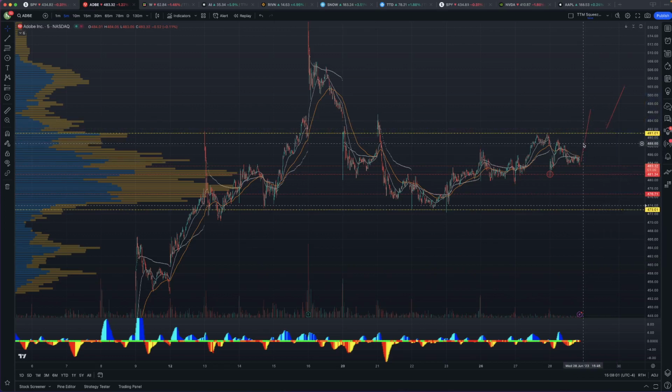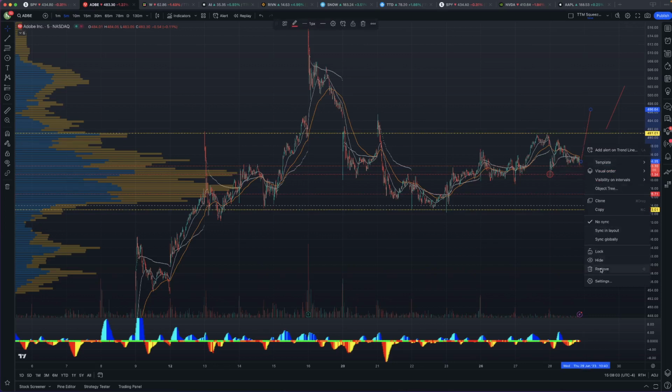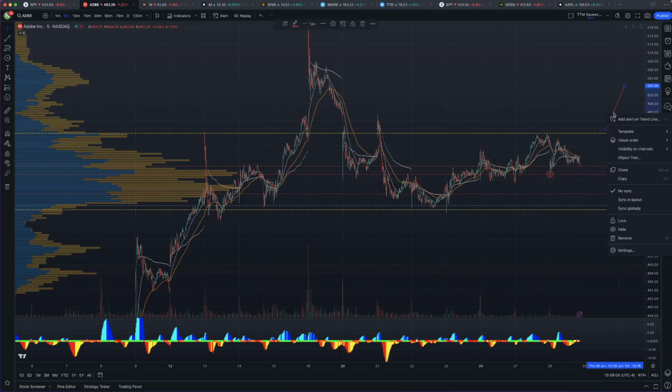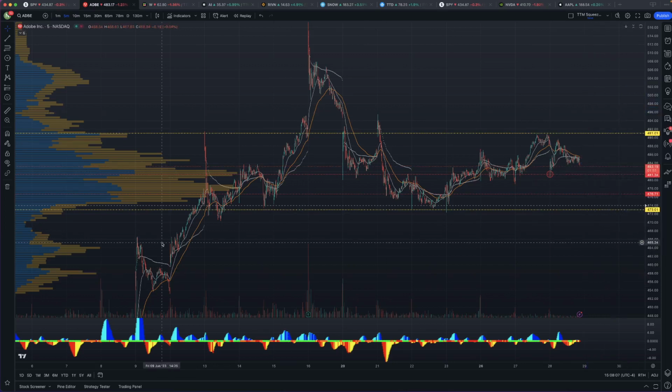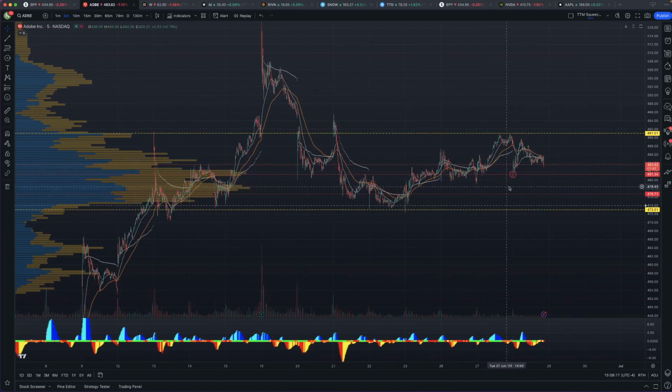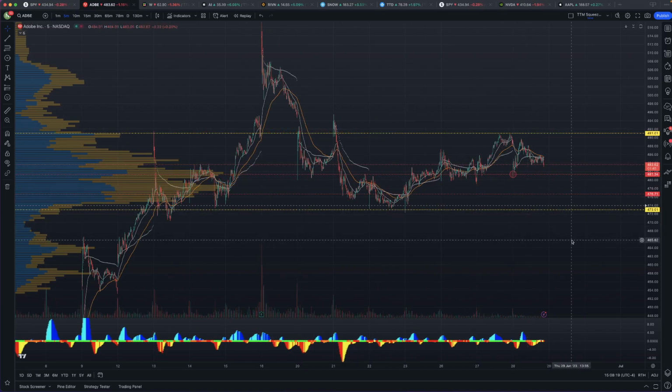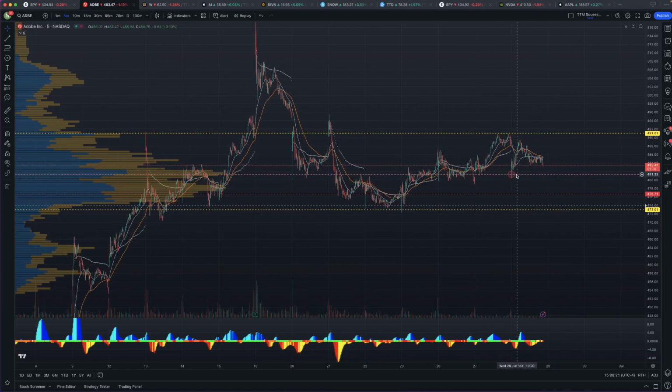TTD made a little break and retest today, and somebody in the room, I can't remember who it was, actually got into it on that retest and made a little bit of dough. So from here, depending on your risk levels, right, you could take an entry here at point of control.